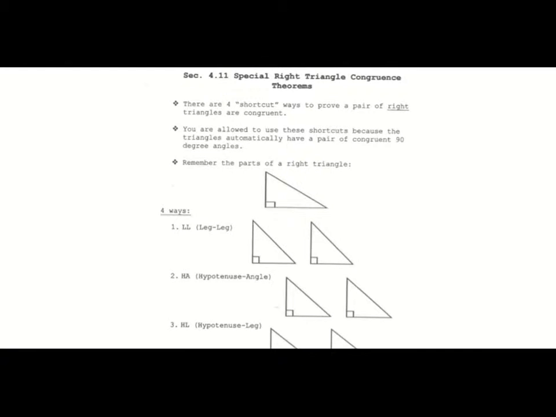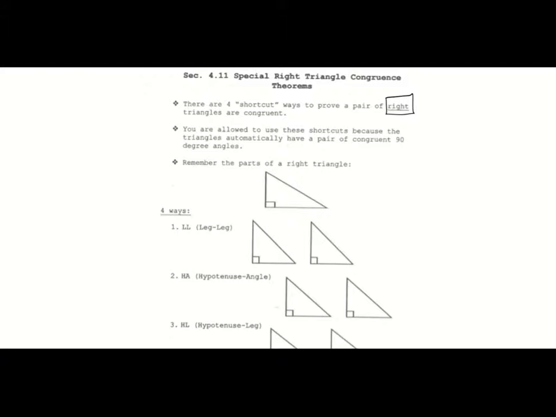So in the past 4 sections, we've talked about 4 different ways to tell if triangles are congruent. We talked about side, side, side, side, angle, side, angle, side, angle, and angle, angle, side. Now we're going to talk about 4 shortcut ways to prove that a pair of right triangles are congruent. And we have to remember these are only for our right triangles.